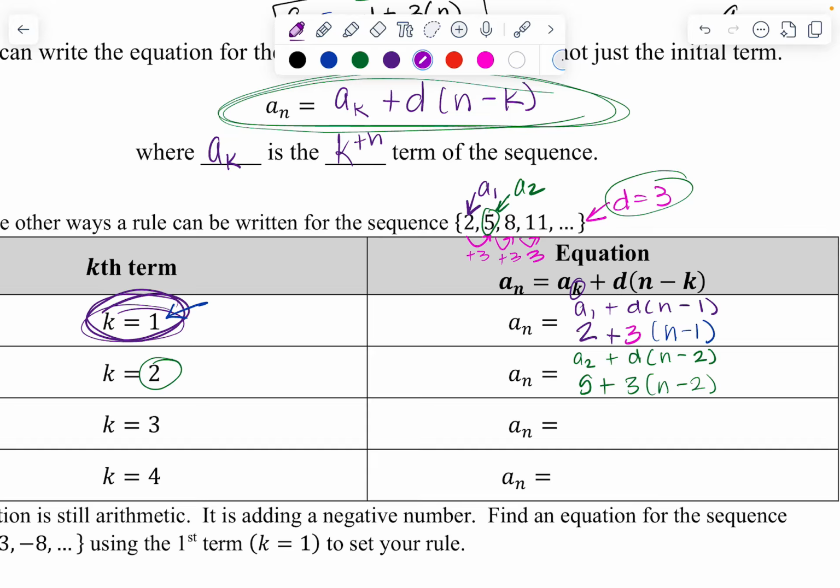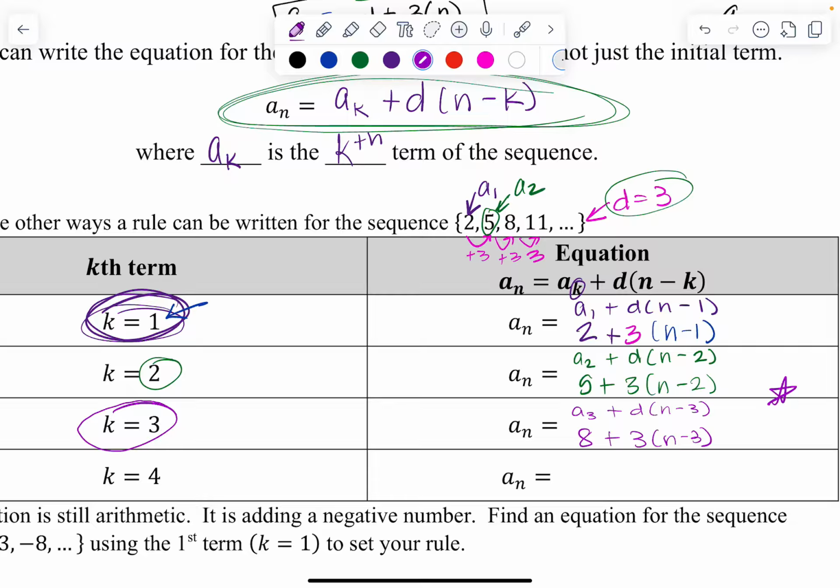All right, hopefully you paused there. For this one, k is 3, the third term, so we're going to find the third term plus d times n minus 3. Well, the third term is 8, plus 3 times n minus 3.